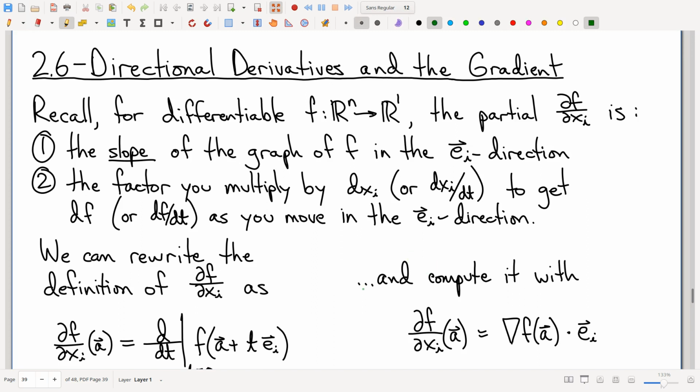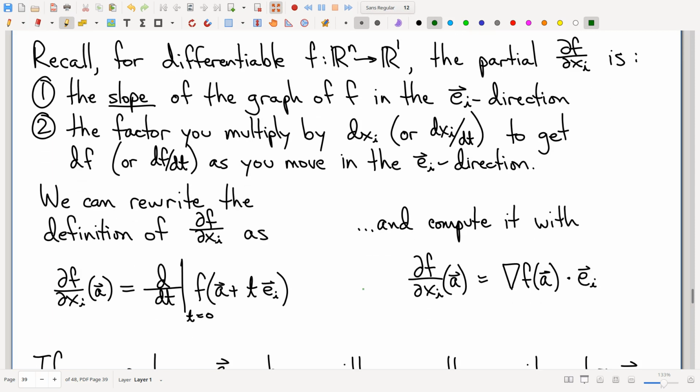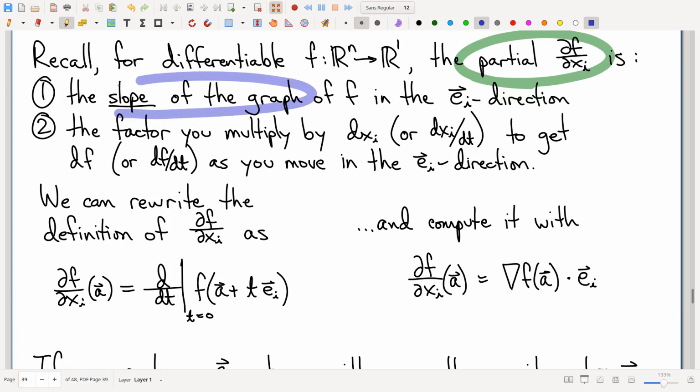Okay, directional derivatives. I want to start by talking about partial derivatives. We've seen a bunch of facts about partial derivatives. They're good for several different things. Here's sort of a running list now of what the partial derivatives are. It's a slope of the graph.